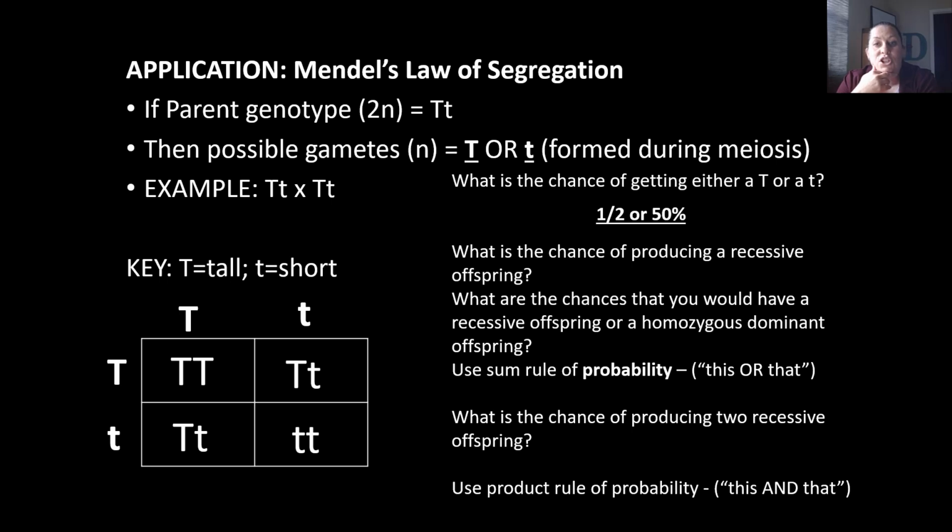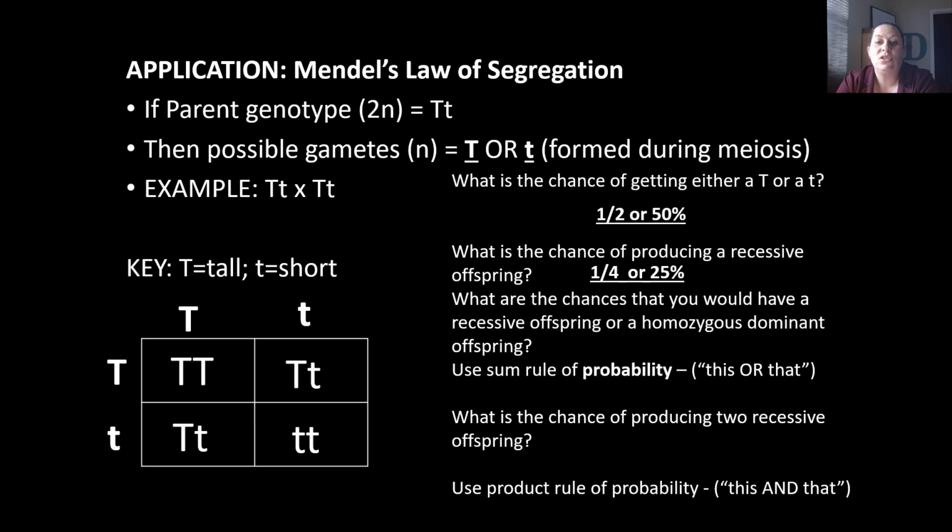So what is the chance of producing a recessive offspring? So recessive are the 2 little letters. What are the chances based on our boxes here that we're going to get a recessive offspring? Well, it's only 1 box out of how many? 4. So it's 1 out of 4. And in this case, if I put that into a percentage, that is 25%.